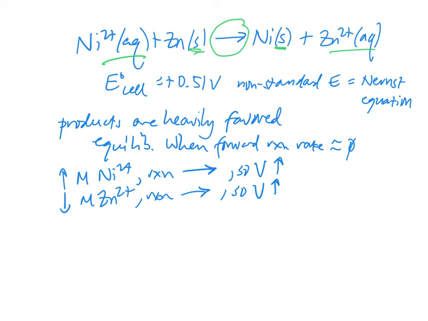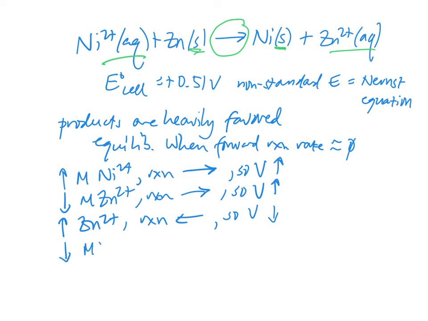From the reverse direction, I could also increase the molarity of zinc 2 plus. I'm not sure why you would want to do this, but if I increase the amount of one of my products, the reaction would shift back to the left and the volts would decrease. I could achieve that same effect, and in fact that effect happens all the time. Both of these do, as we'll discuss in just a moment.